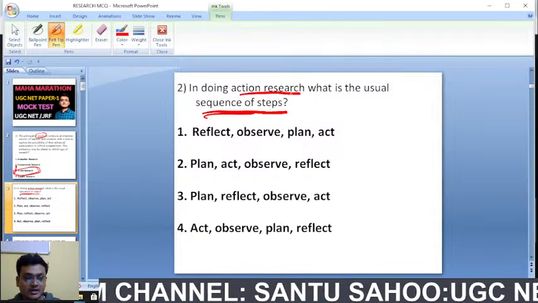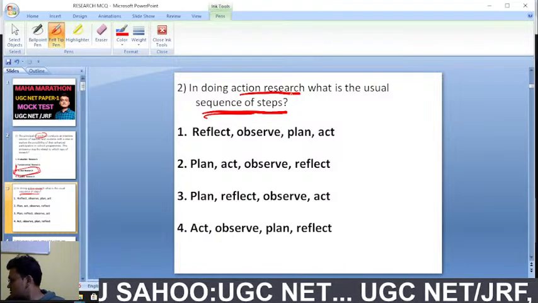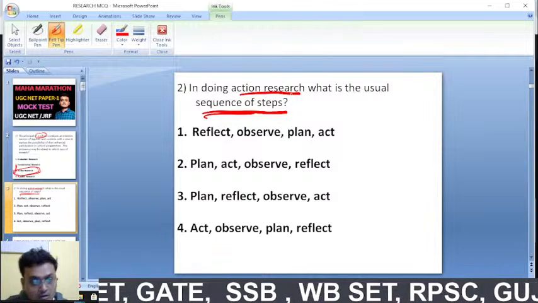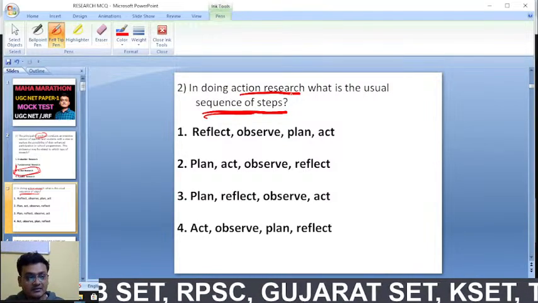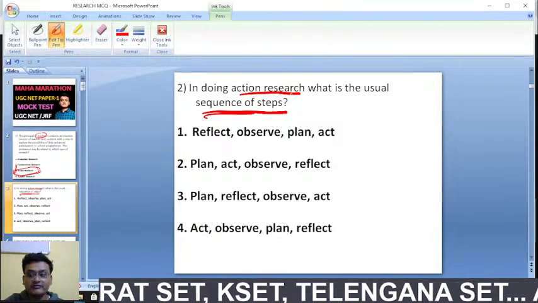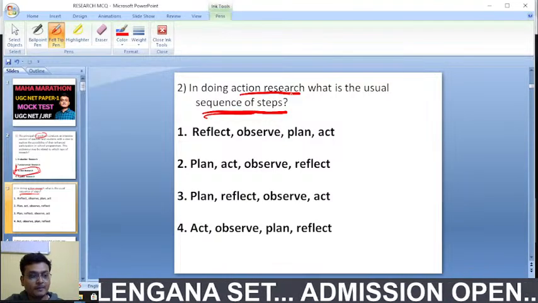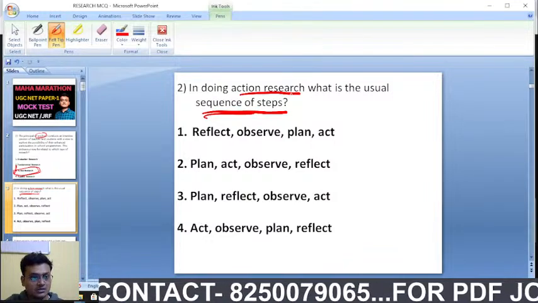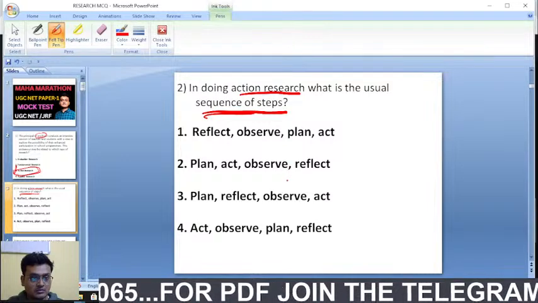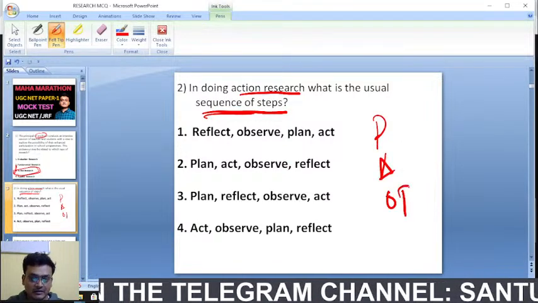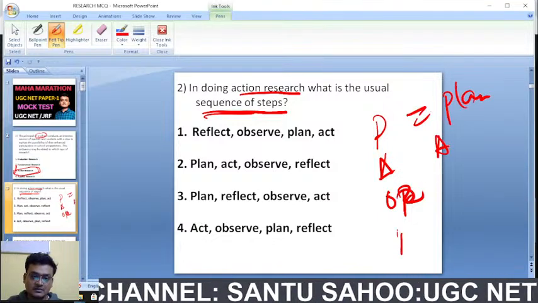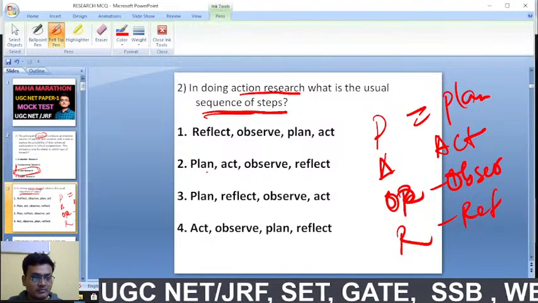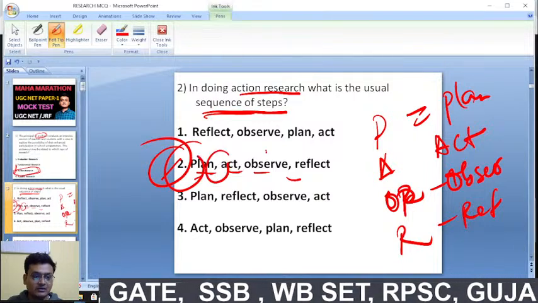And the Corona virus that came, the vaccine that we took, okay, that is applicable to everyone. जो रिसर्च किया गया था, रिसर्च करने के बाद जो वैक्सीन हम लोग लिए हैं, that is actually a kind of applied research. The result of applied research. Here it's PAOR: plan, act, then observe, then reflect. Which one? PAOR, this one. Plan, act, observe, reflect.